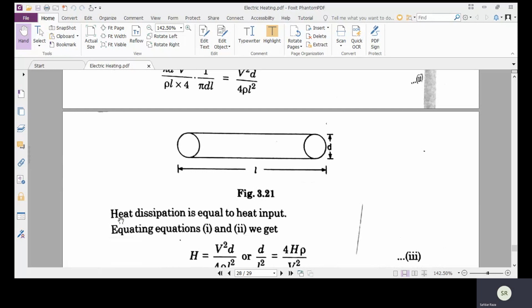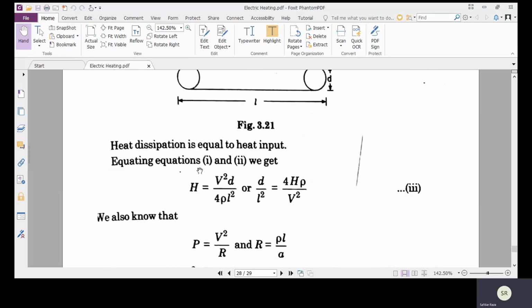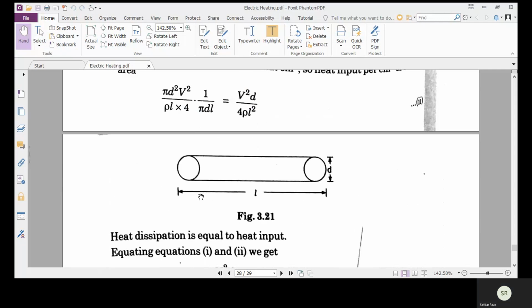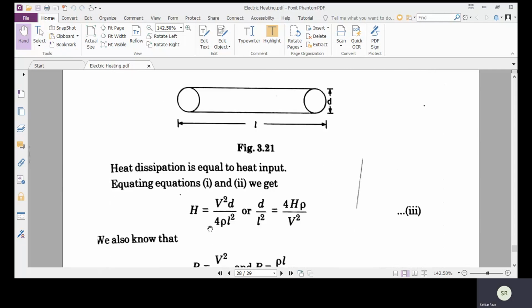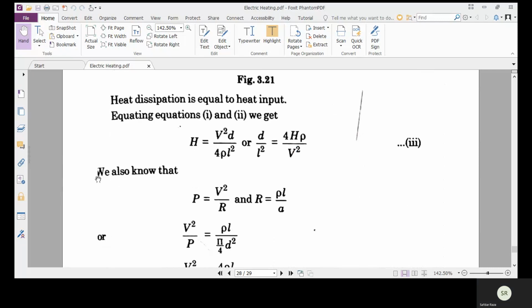Since we have already shown that the heat dissipation is equal to the heat input, by equating equations 1 and 2, we get that heat dissipation is equal to V square d divided by 4 rho L square, or we can say that d by L square is equal to 4 h rho divided by V square. We also know that E is equal to V square by R and R is equal to rho L over A.